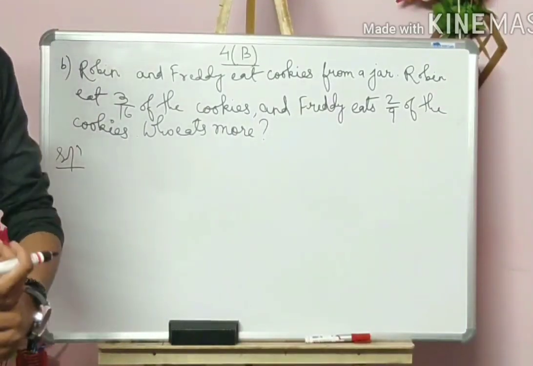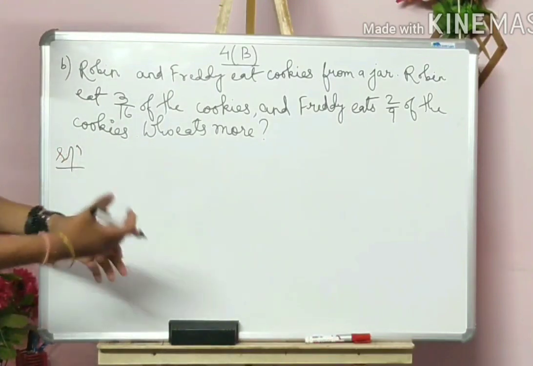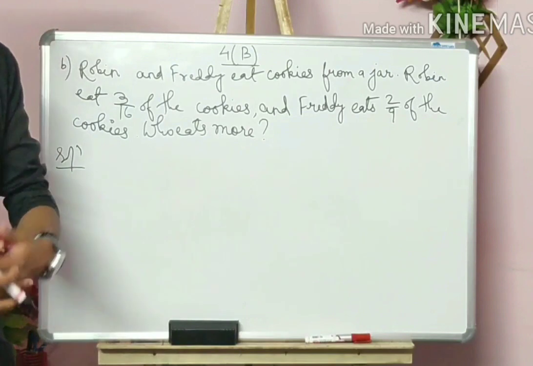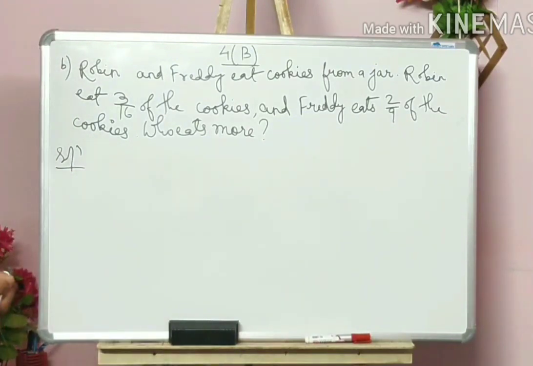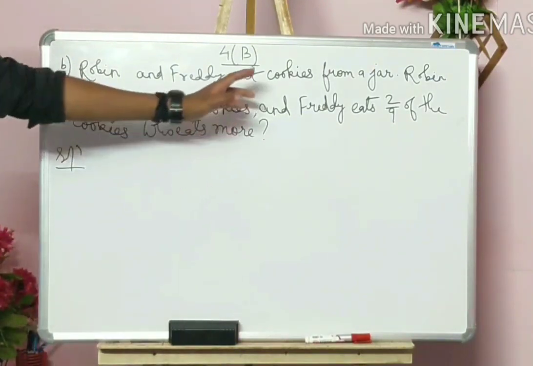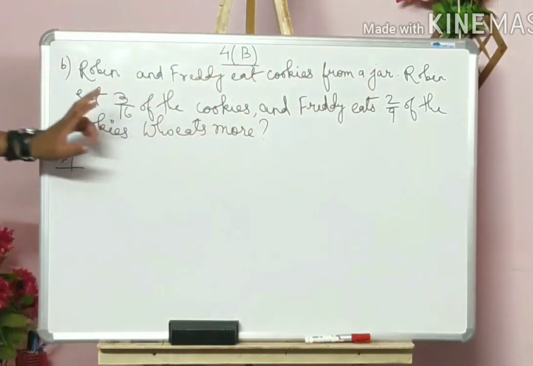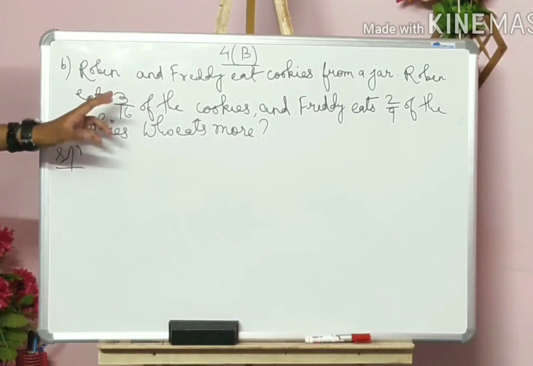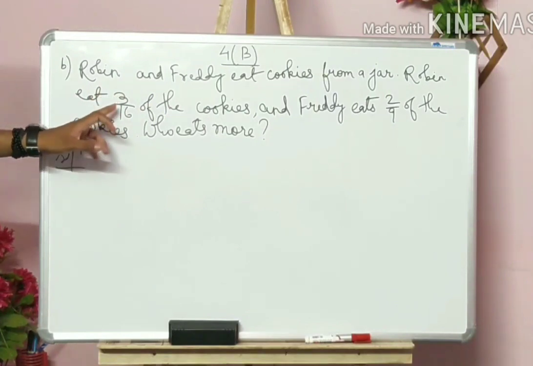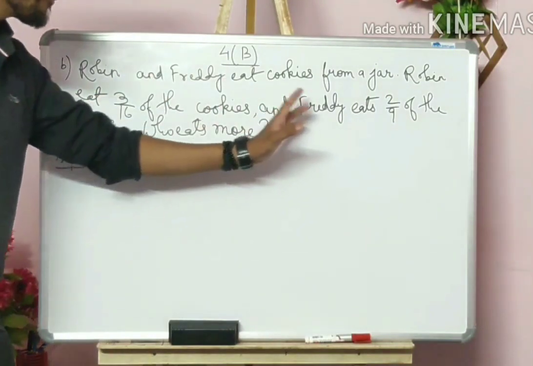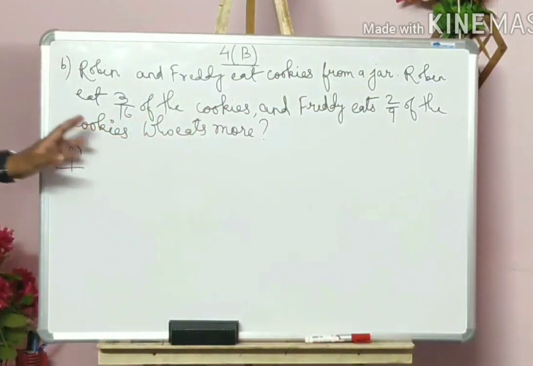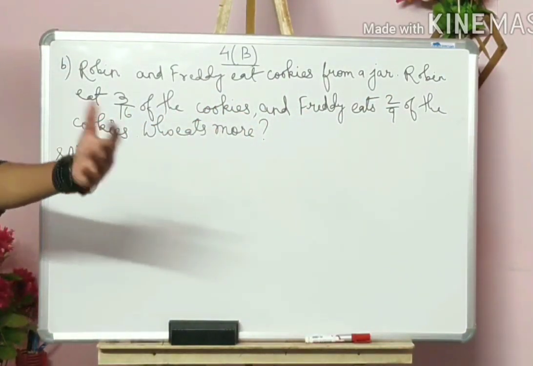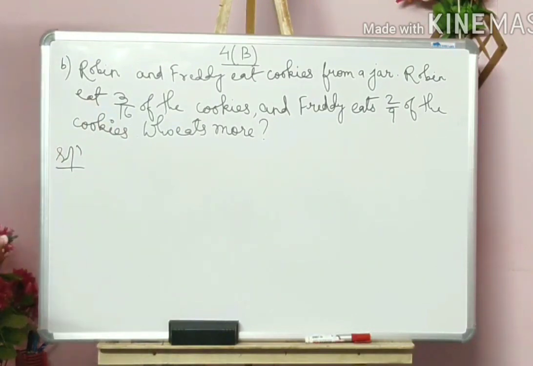Just copy that one. Okay, so students, in the earlier question we have done the comparison. This one is again the same, just the sentence is changed a little bit. Robin and Freddie eat cookies from a jar. Robin ate 3 by 16 of the cookies. That means he ate 3 by 16 of the total cookies. Again, Freddie eats 2 by 9 of the total cookies. Who eats more? We have to compare who eats more.